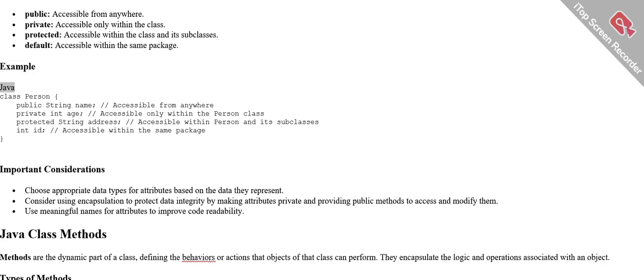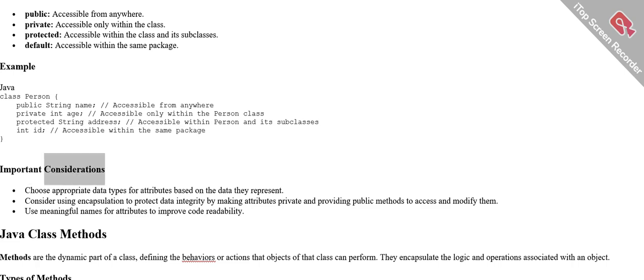Example. Java. Class Person. Public String name, accessible from anywhere. Private int age, accessible only within the Person class. Protected String address, accessible within Person and its subclasses. Int ID, accessible within the same package.